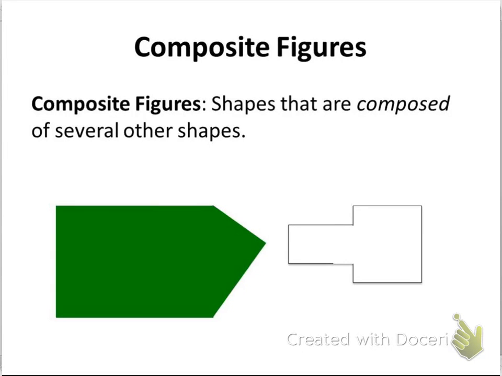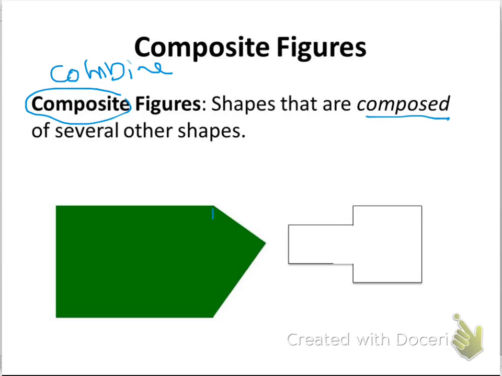Welcome to our video lesson on finding the area of composite figures. What we're going to do is put together what we learned yesterday into something new today. Composite figures. Well, if you think of composite, it kind of sounds like combine. So we are combining figures or shapes. The definition of a composite figure is shapes that are composed or made up of several other shapes.